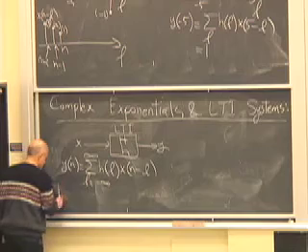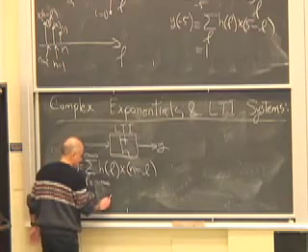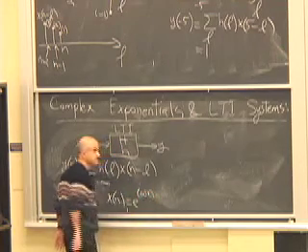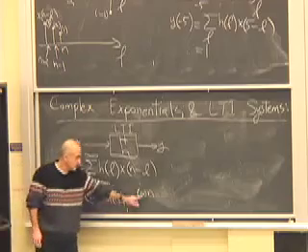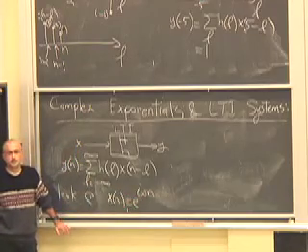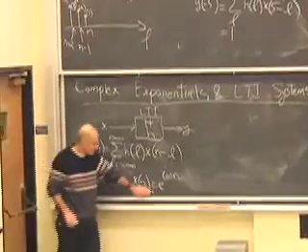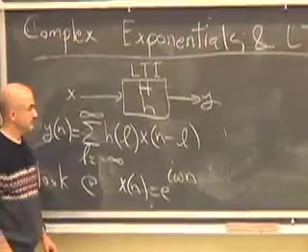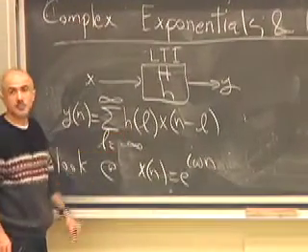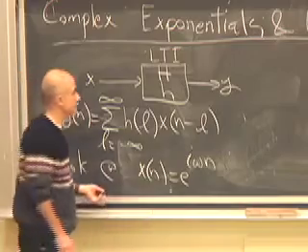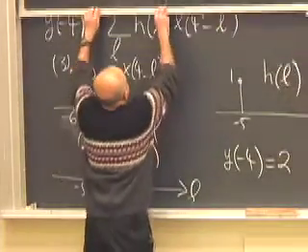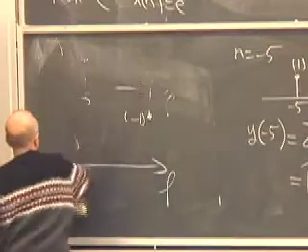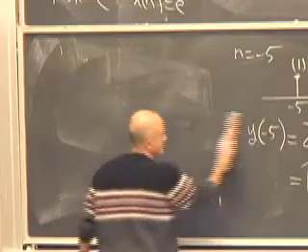Now, let's look at the input signal, which is of this form, e to the i omega n, a complex exponential of frequency omega. What happens when I plug in this input signal, apply this input signal to this LTI system? Let's plug it into the convolution sum. This is our foray into digital filtering.